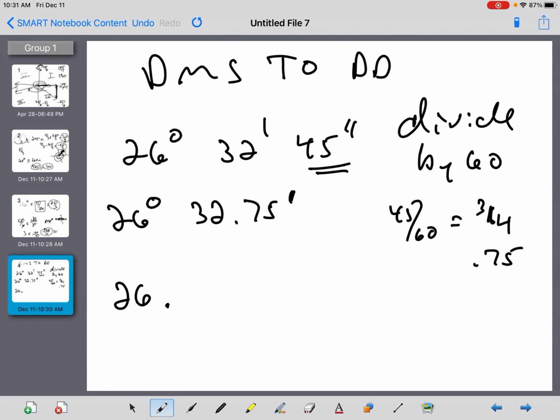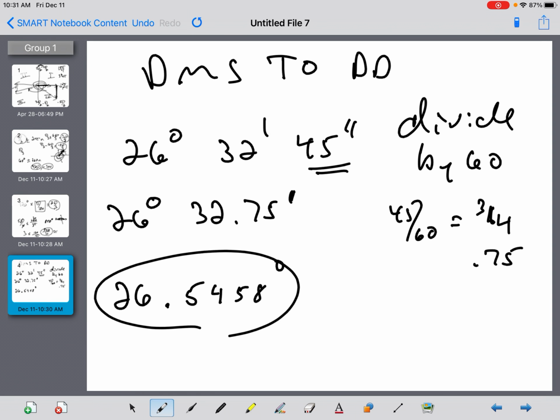And now 32.75 divided by 60 is going to be 0.5458. Now again, I think this makes sense. 32 minutes is a little more than half, and a little bit more than half as a decimal would be a little bit bigger than 0.5, so my answer seems right.